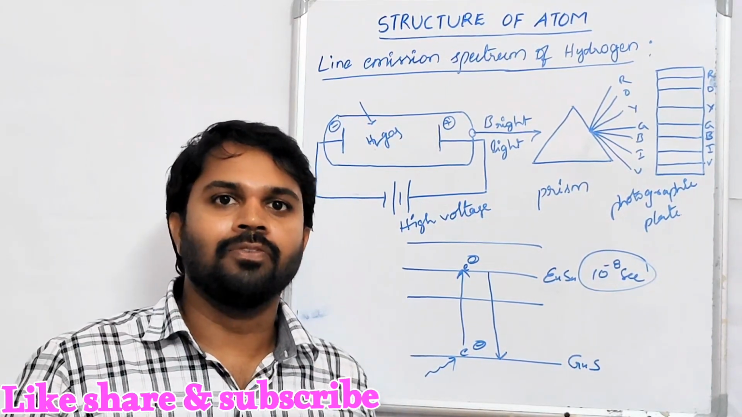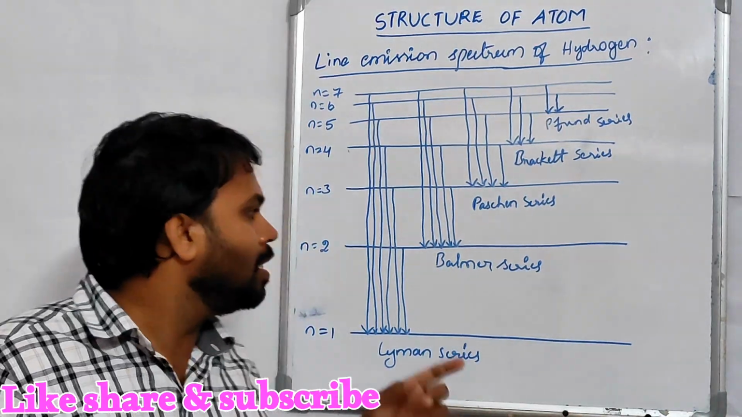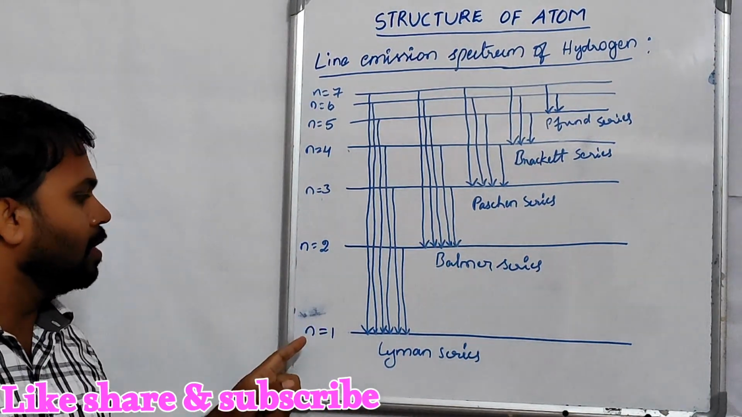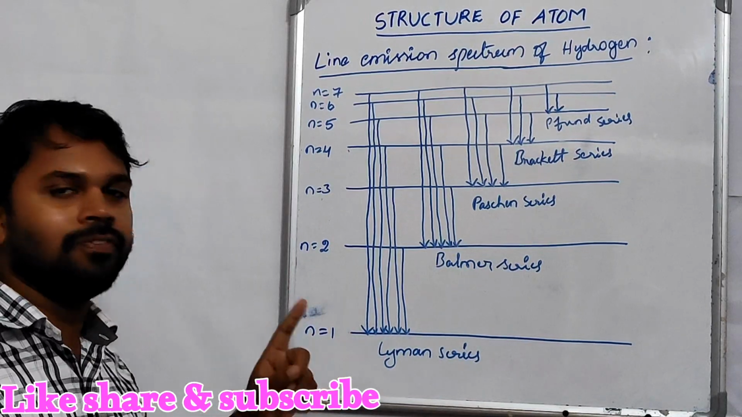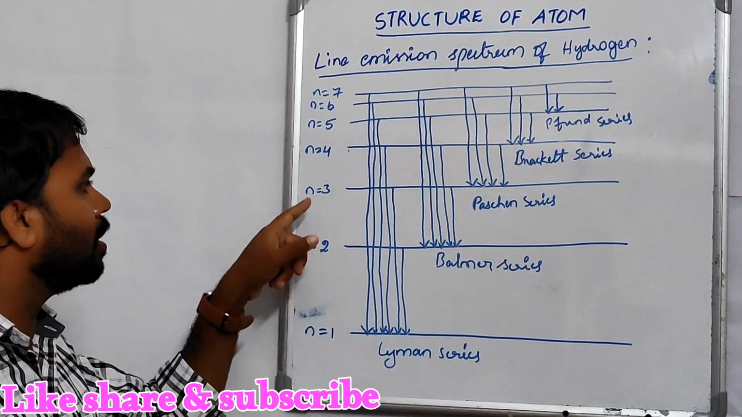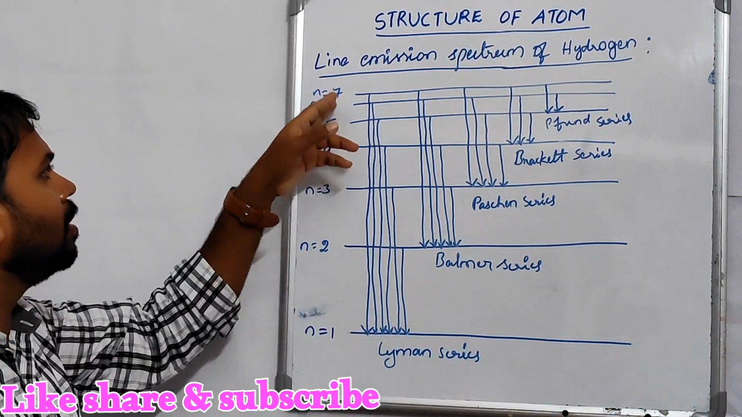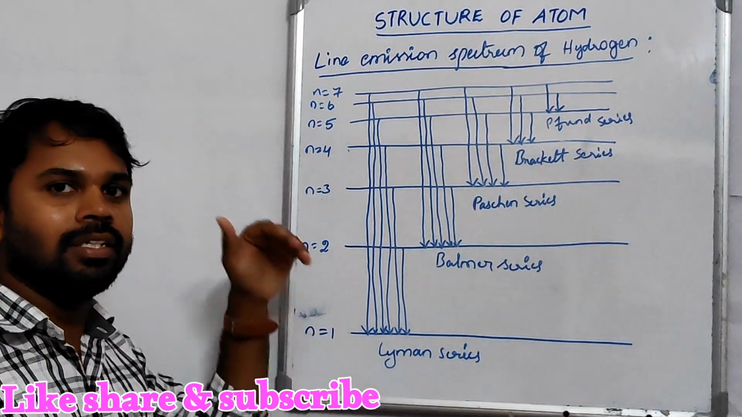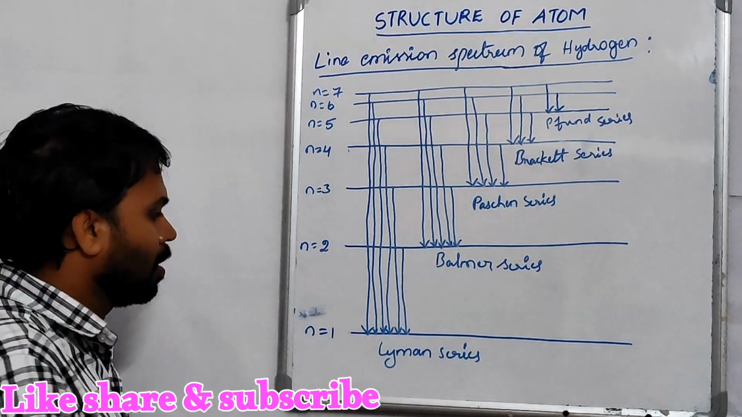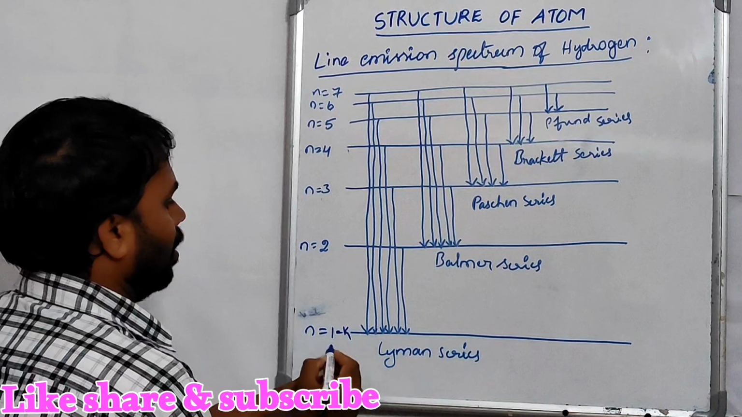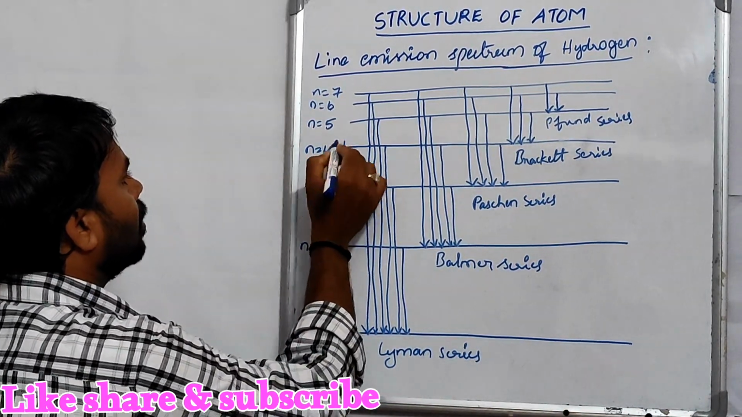The hydrogen spectrum has 5 series of lines. Let's understand with a diagram. Line spectrum of hydrogen. This n value indicates the number of the shell. n equals 1 is the first shell, n equals 2 the second shell, n equals 3 the third shell, n equals 4 the fourth shell. Similarly, fifth shell, sixth shell, seventh shell, up to infinity. This is also indicated with K shell, L shell, M shell, N shell, and so on.